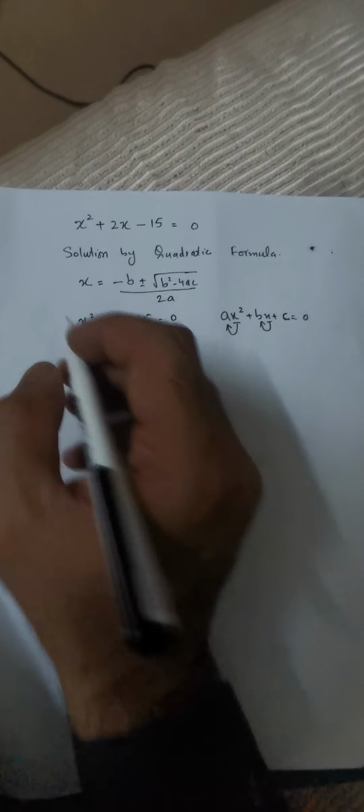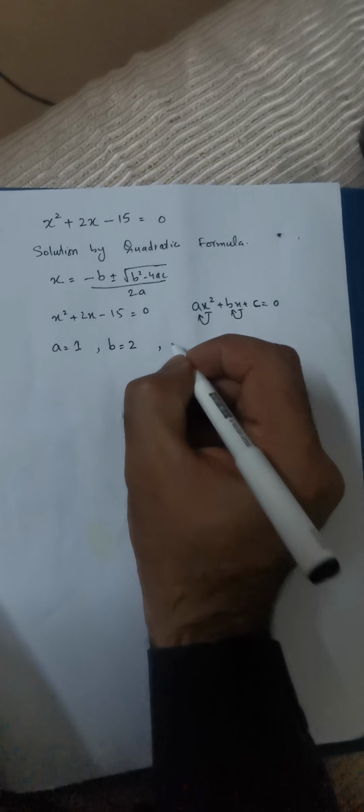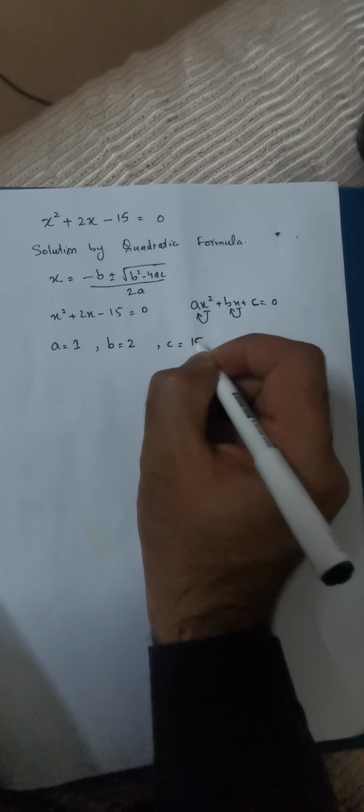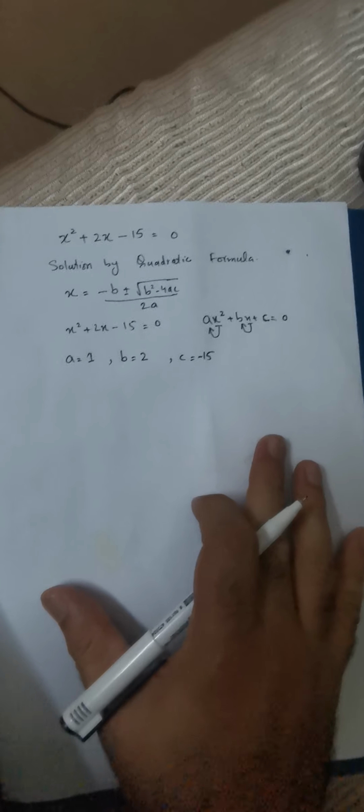Here in this equation we have the coefficient of x square equal to 1, so we can say that the a value is 1. The coefficient of x is called b, so here the b value is plus 2. In the third one, the c value is minus 15. You can check it out. Minus 15 is the value of c.